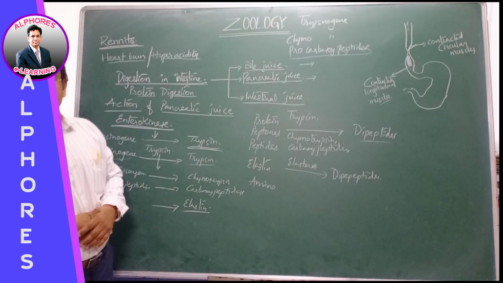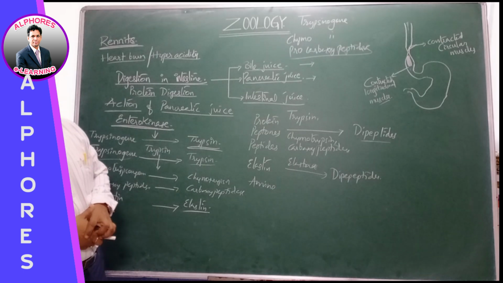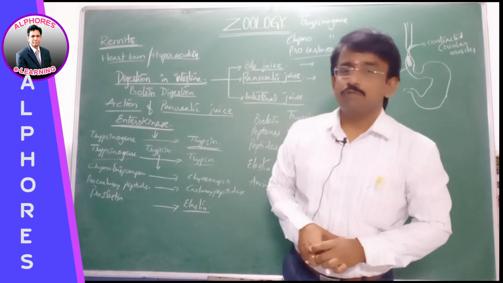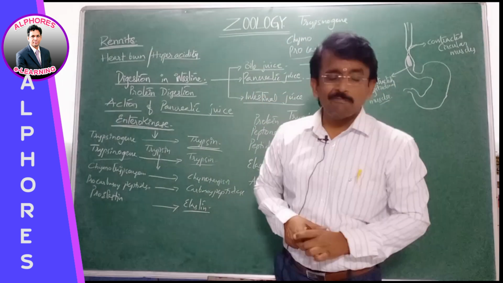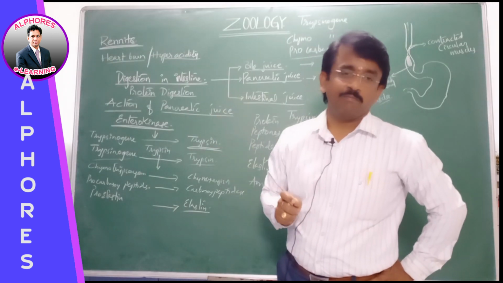Protein digestion. Generally, among the protein digesting enzymes, the pepsin is not seen in the invertebrates, whereas the trypsin is seen.